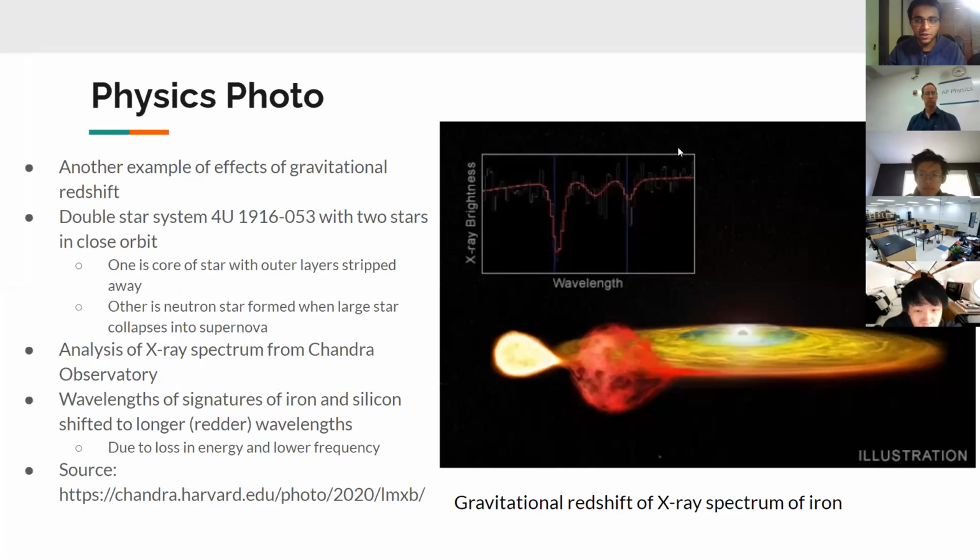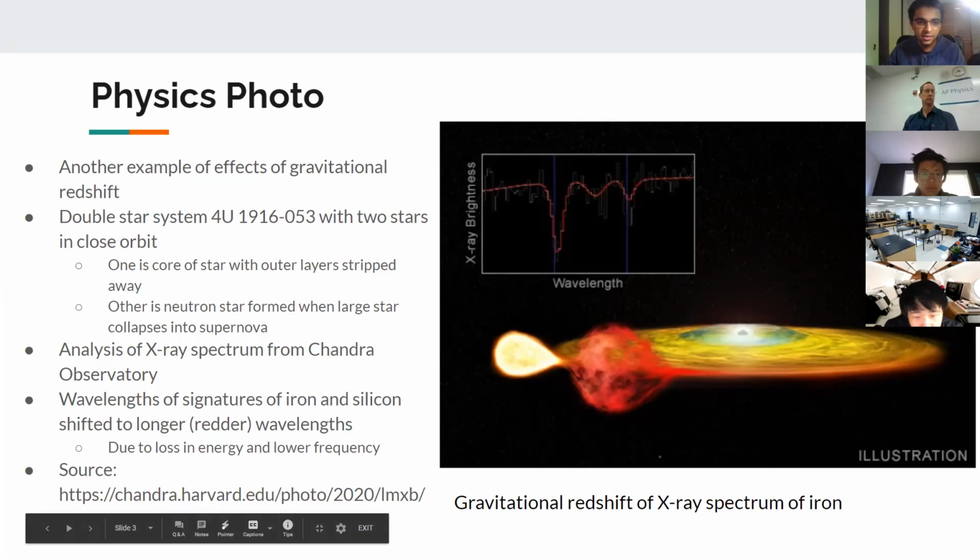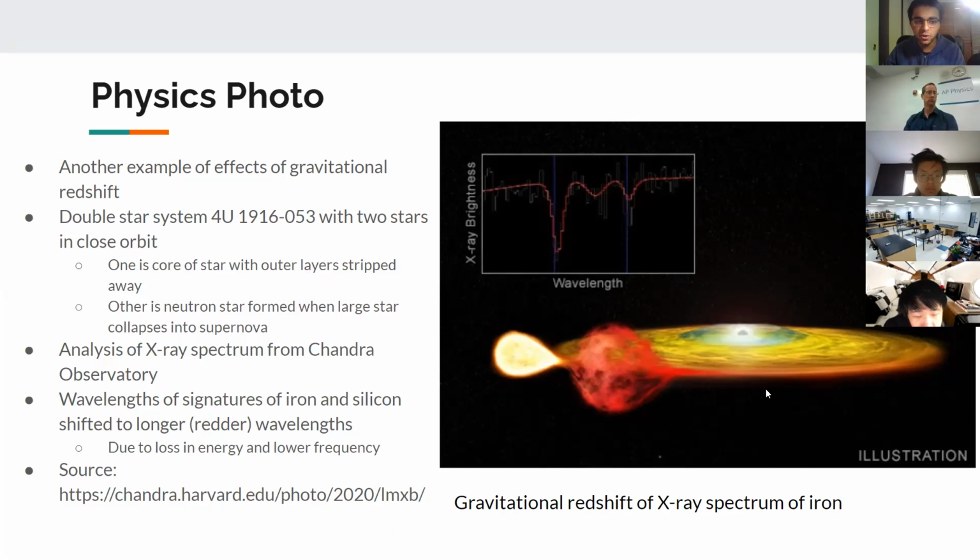And here is another cool photo regarding gravitational redshift, from a different system. It's from the star system 4U1916-053, with two stars in close orbit. One of them is a neutron star, which is formed when a large star collapses in a supernova. The other is the core of a star with some outer layers stripped away. This is from the Chandra Observatory.